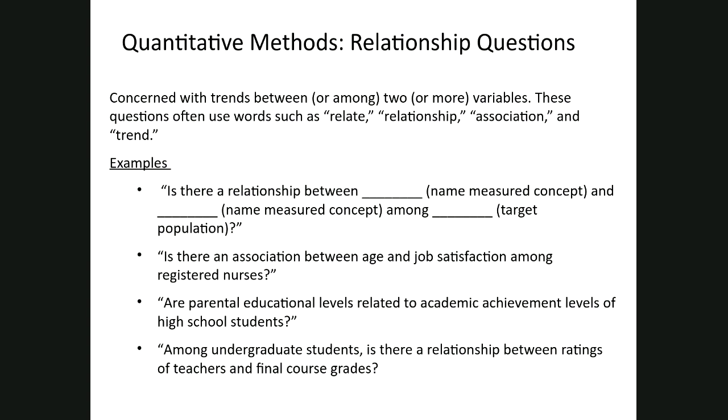For example, is there an association between age and job satisfaction among registered nurses? Are parental education levels related to academic achievement levels of high school students? So in these examples, our sample is also mentioned in the research question, but we are looking at the relationship between two variables and looking at the strength and the direction of those relationships.